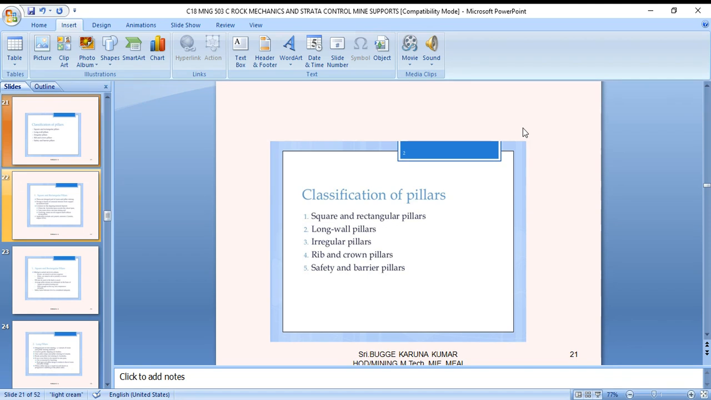So, classification of pillars. Square and rectangular pillars. Presently, you are using natural supports as far as pillars are concerned.